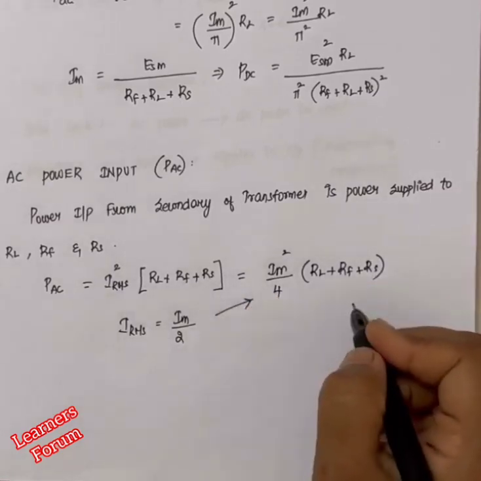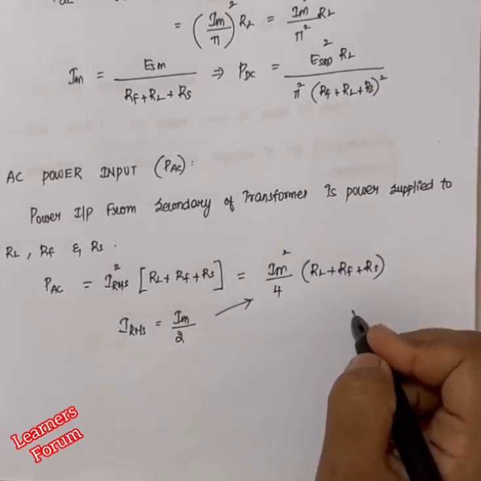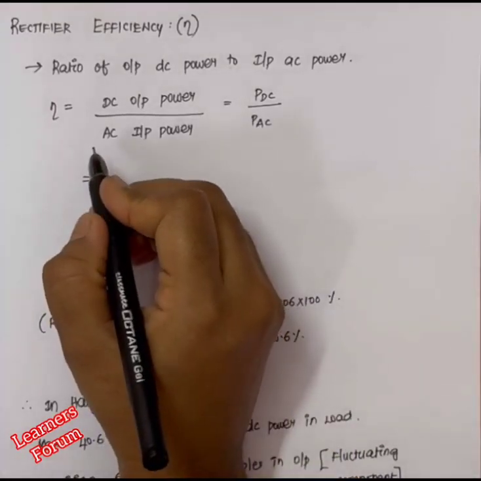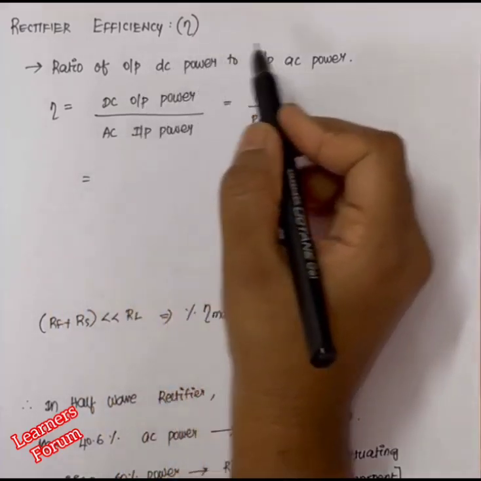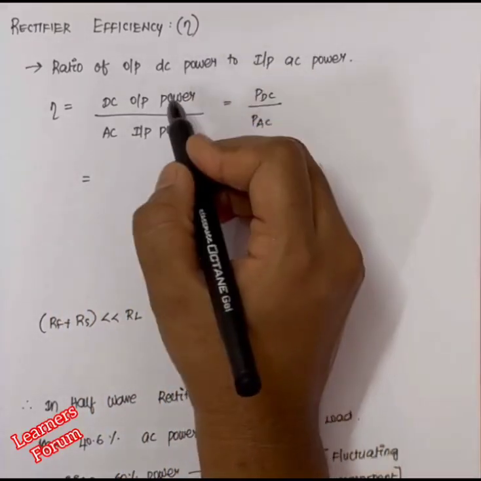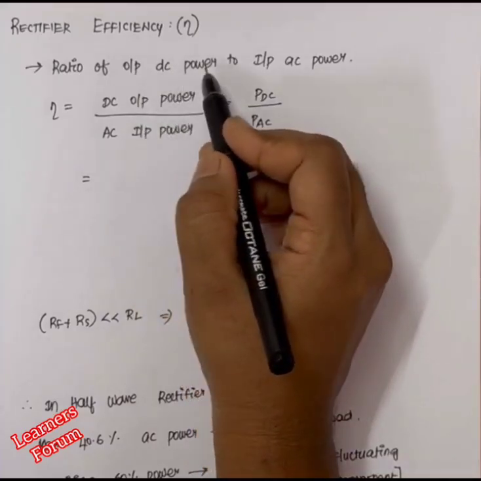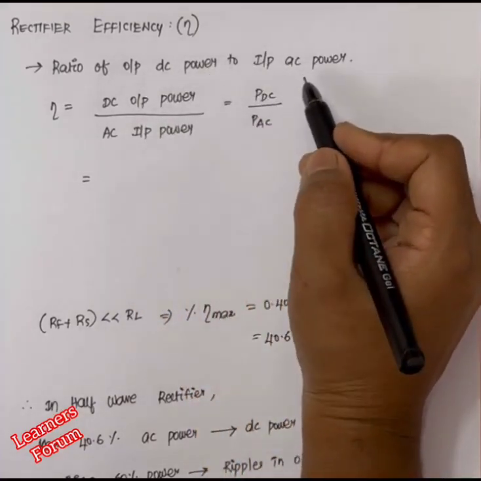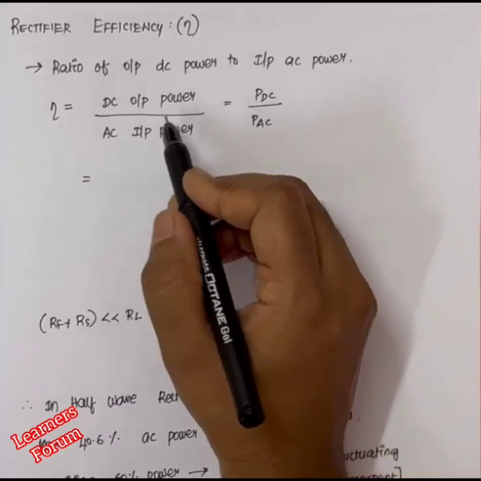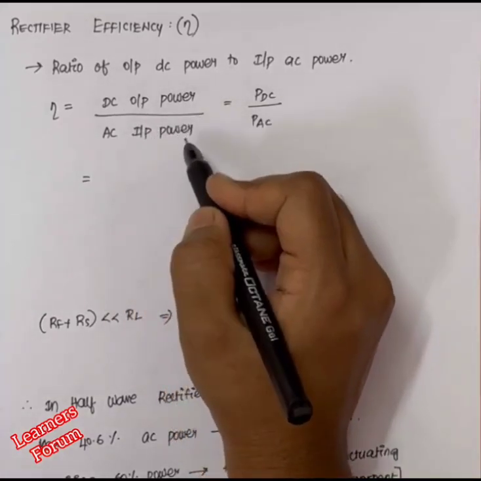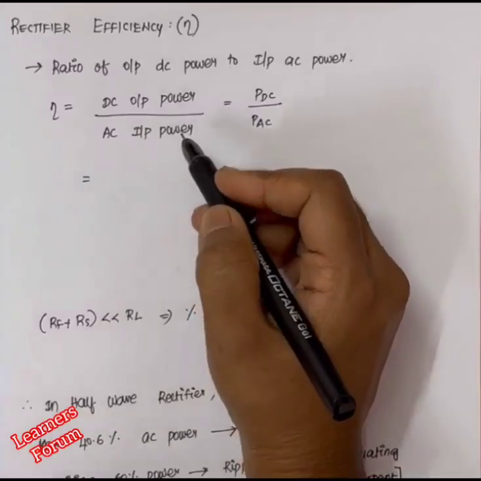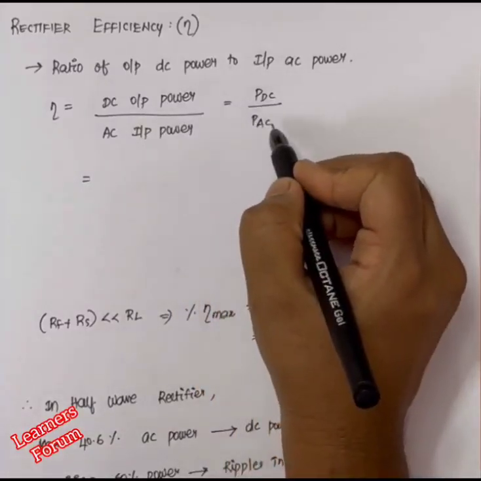So this is the value of AC power input PAC. Next is rectifier efficiency eta, which is nothing but the ratio of output DC power to input AC power. So we have calculated the output DC power separately and input AC power separately. So now let us apply the value of DC output power and AC input power and calculate its ratio to get the rectifier efficiency, which is PDC divided by PAC.